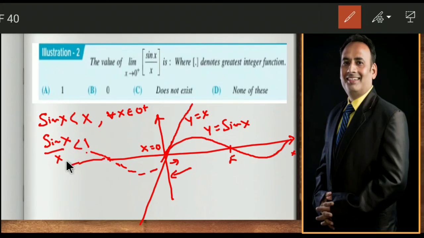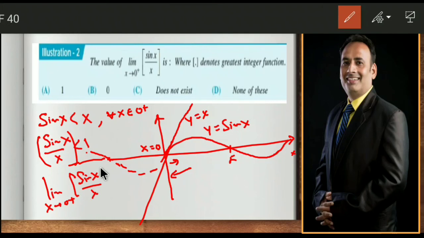So as here sine X by X is less than 1, this entire function sine X by X is less than 1. It means the limit as X tends to 0 plus, you can say the value is something less than 1. Sorry, less than 1 means 0 point something. So whatever it is, the result will be 0. So option B is correct.